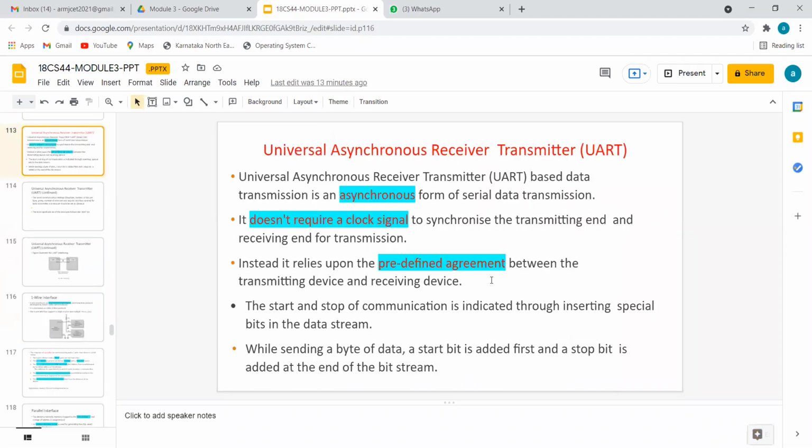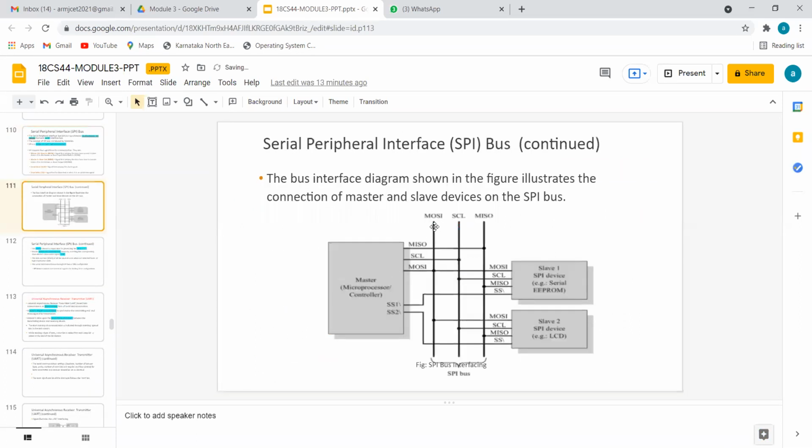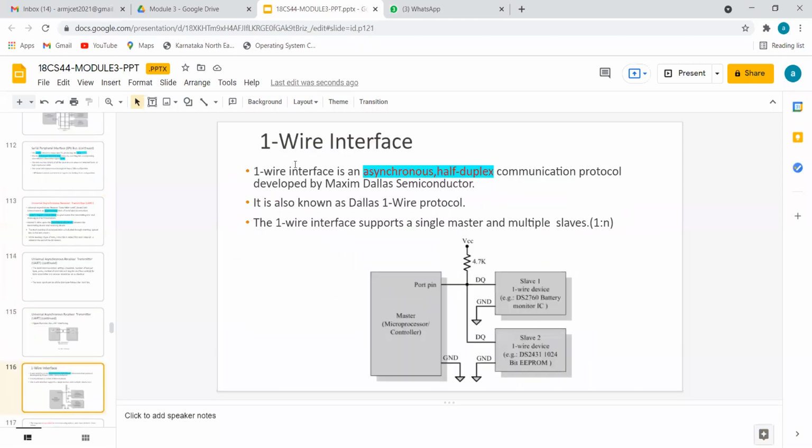See what happened in the previous SPI bus was, here is a diagram. We have separate lines for sending a clock, sending a master output, and if slave is sending out, those lines are different. So that means hardware cost is more, but in the one wire interface, hardware cost is less because only one wire is used. Through the same wire the data is sent.